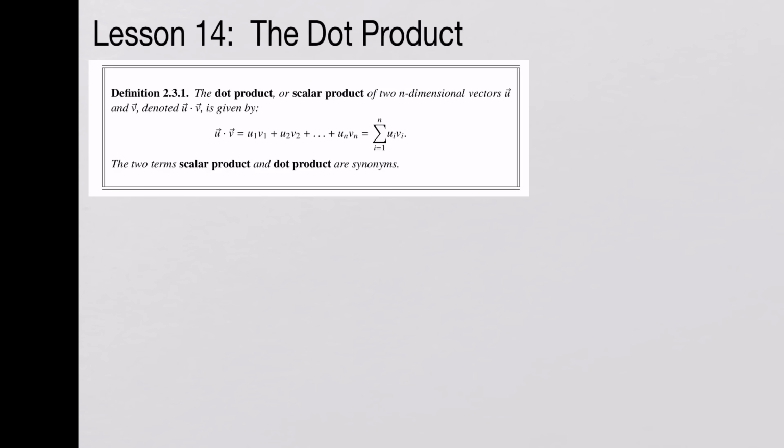And so we'll jump right into the definition straight out of your textbook that says the dot product or scalar product of two n-dimensional vectors u and v, denoted u dot v, is given by u1 times v1 plus u2 times v2 plus un times vn. Or we could just write that it is the summation of ui times vi, where i starts at 1 through the nth term. Okay, and so you see down here these two terms, scalar product and dot product, are synonymous.